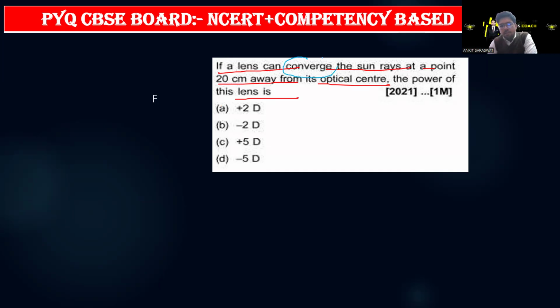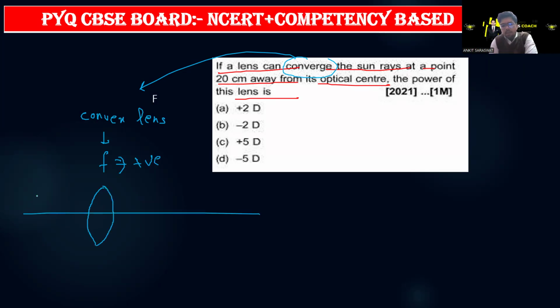Converge means which lens? It is a convex lens. Convex lens means focal length is positive, like this. Clear? Now, the sun rays are coming like this.